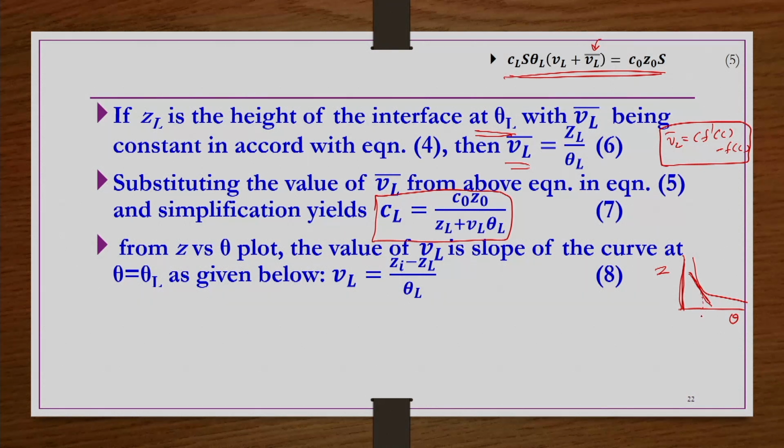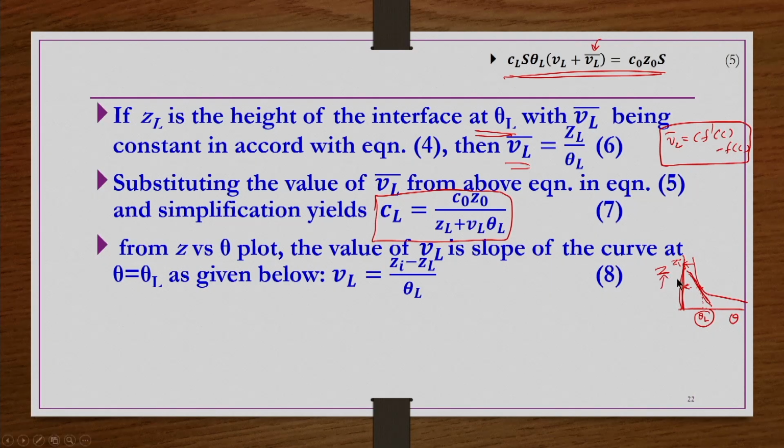Let us say this is your theta L. Then we can have the slope like this. Let us say this is the curve, and you extend it like this. At this point, which corresponds to theta L, you draw a tangent like this and extend it to the y axis, so that you can find this intercept as Zi.